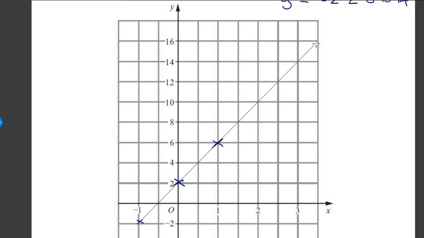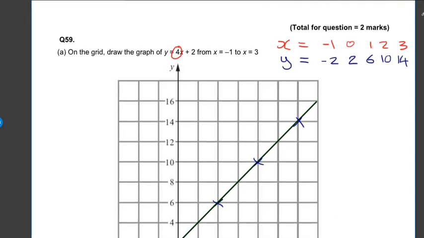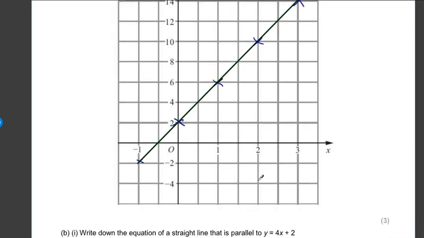Let's do it there. And then what you'll find is when you go to 2, it should be 10, and 3 should be 14. So let's check that out. Yeah, 2, 10, 3, 14. Your line is right. Again, I always stretch this to the edge because it is a line. Lines go on forever.